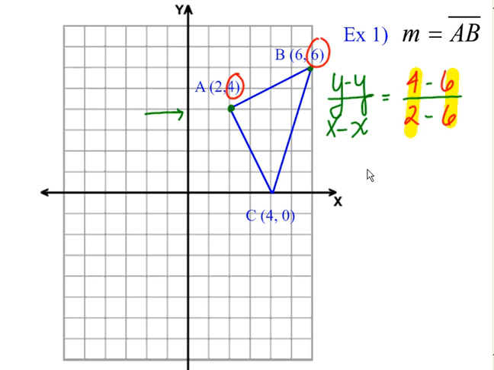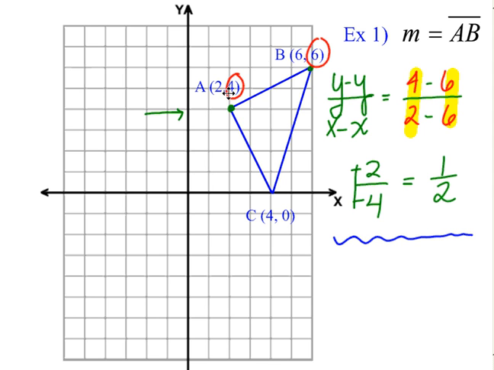Well, 4 take away 6 is negative 2. 2 take away 6 is negative 4. We know a negative divided by a negative is a positive, and if we reduce this down, 2 divided by 4 becomes 1/2. So we know just by doing the math, or plugging the numbers into the formula, that that does work. But now let's take a look at it another way.